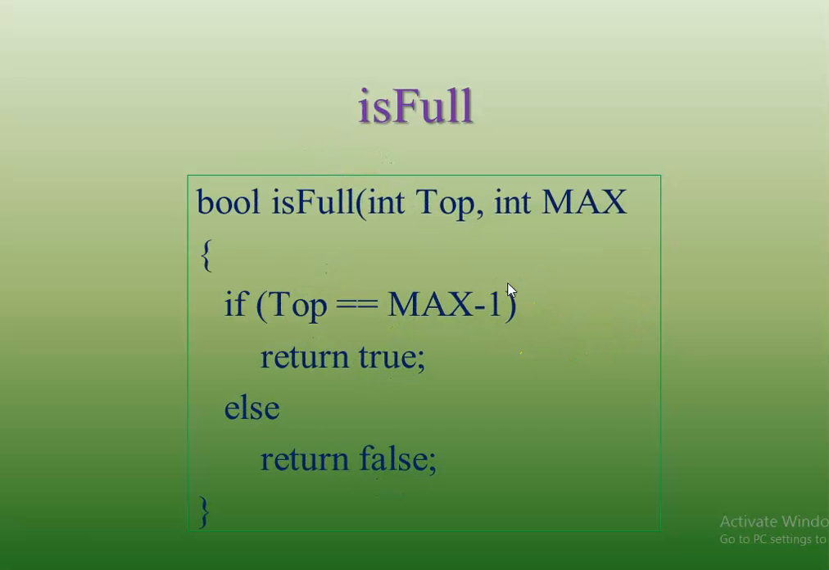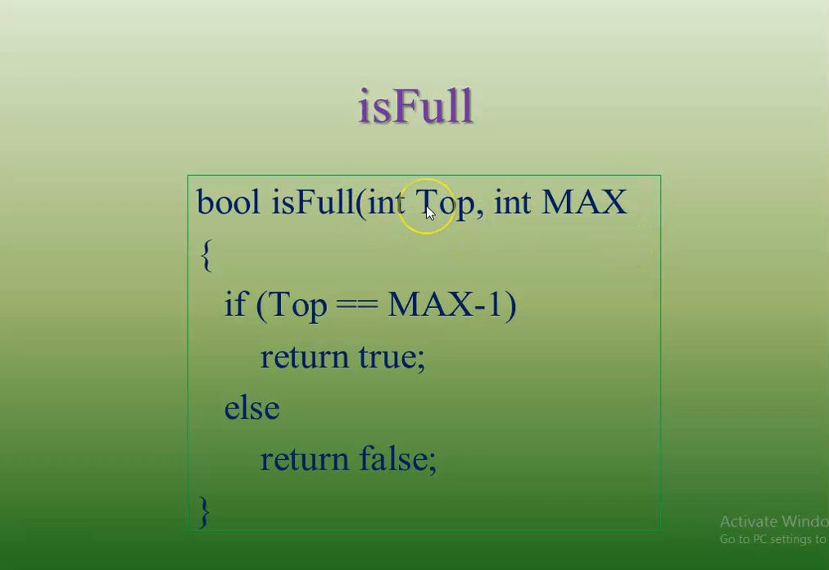Another function is full, just the opposite of is empty. Here also it will be returning a true or false value. Therefore, this function is also a Boolean function. We are passing two arguments into this function, and there is a bracket here, I have missed it out.